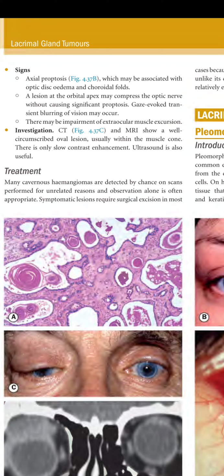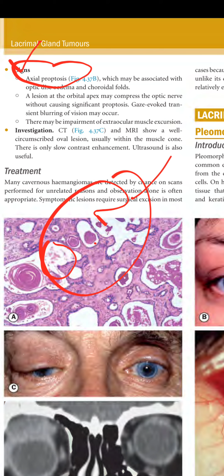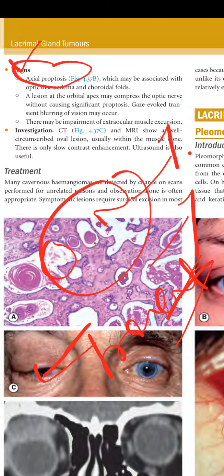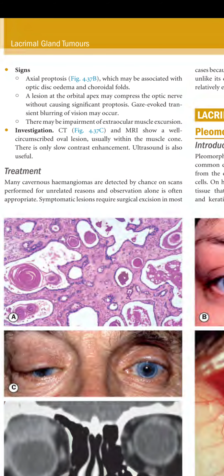Very important is that the patient may present with axial proptosis, and there can be optic nerve compression if the lesion is at the orbital apex. If the patient looks in certain gazes, it can cause transient blurring of vision, very characteristic of a cavernous hemangioma. There may be impairment of ocular muscle excursion.